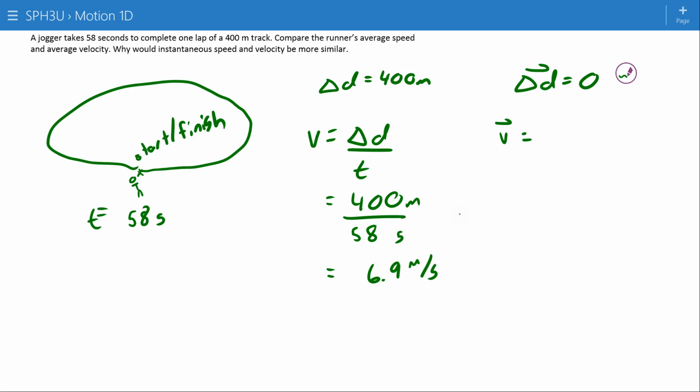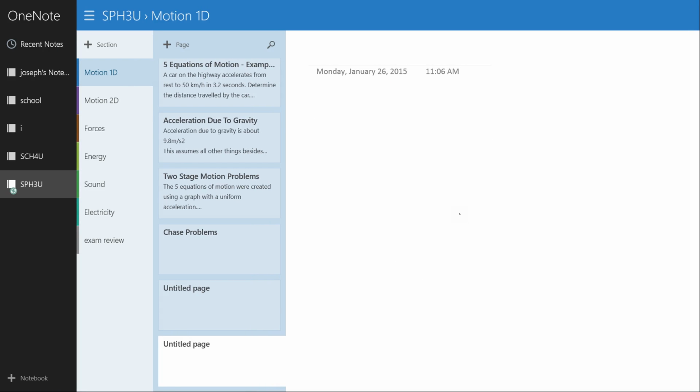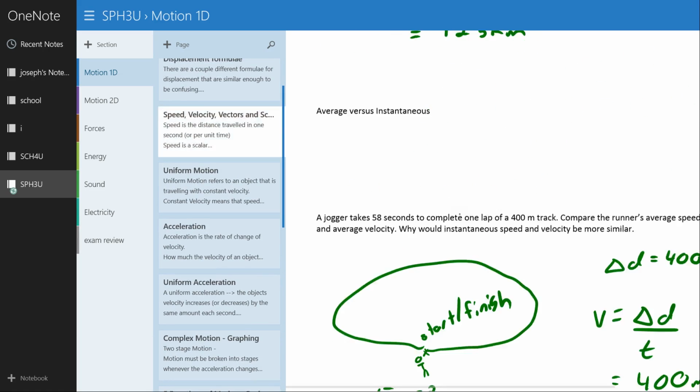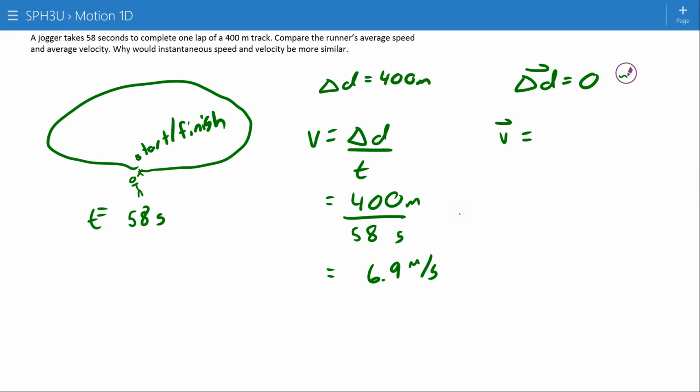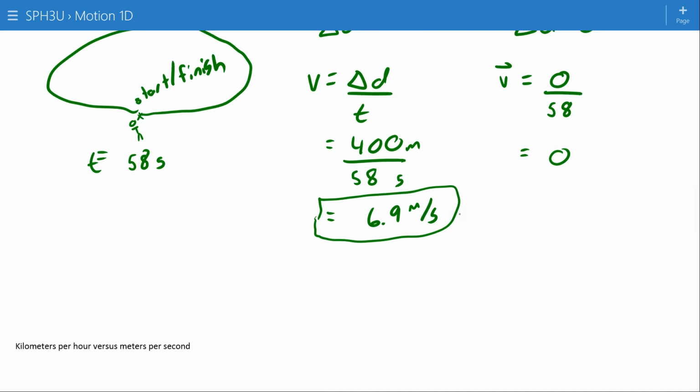Alternatively, if we look at the velocity in an average sense for the whole run, then we're going to get 0 over that 58 seconds, which is going to work out to a velocity of 0. Again, this is obviously a more meaningful number. This is how fast he's actually traveling around the outside of that track. This 0 doesn't really have a lot of meaning.